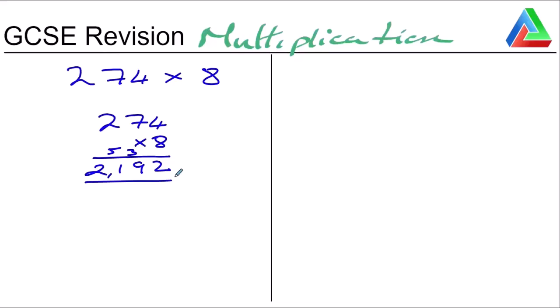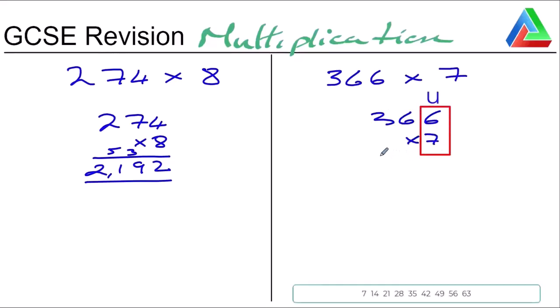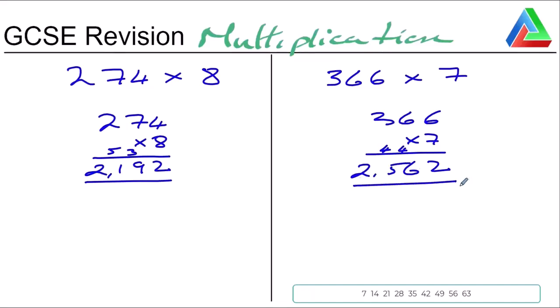Next one, same style as the last one. 366 times 7. Line up the units column. Write down your 7 times table. 7 sixes are 42. Put the 2 in the units column. Carry the 4 into the next column. 7 sixes are 42, plus the 4 is 46. Put the 6 down, carry the 4 into the next column. 7 threes are 21 plus 4 is 25. And then I would do 2,562.